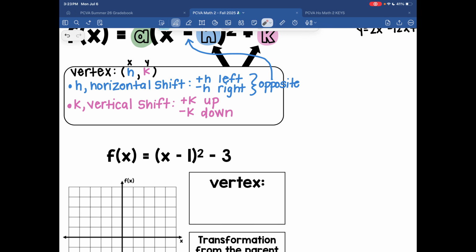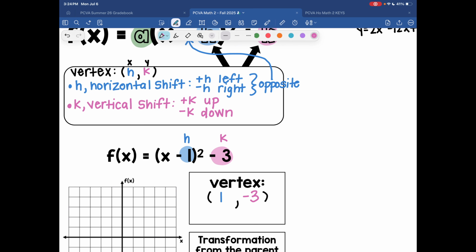So I want to identify the vertex. The vertex is going to be the h value and the k value, and that minus in front of them, or both of them, is important. This h value originally is a negative, and the k value is also originally a negative. So when we talk about the vertex, the one that we take the opposite of is the h value. So instead of it being -1, it's actually going to be a +1. And then if I have a -3 for the k, that's going to be a -3 for the y value.